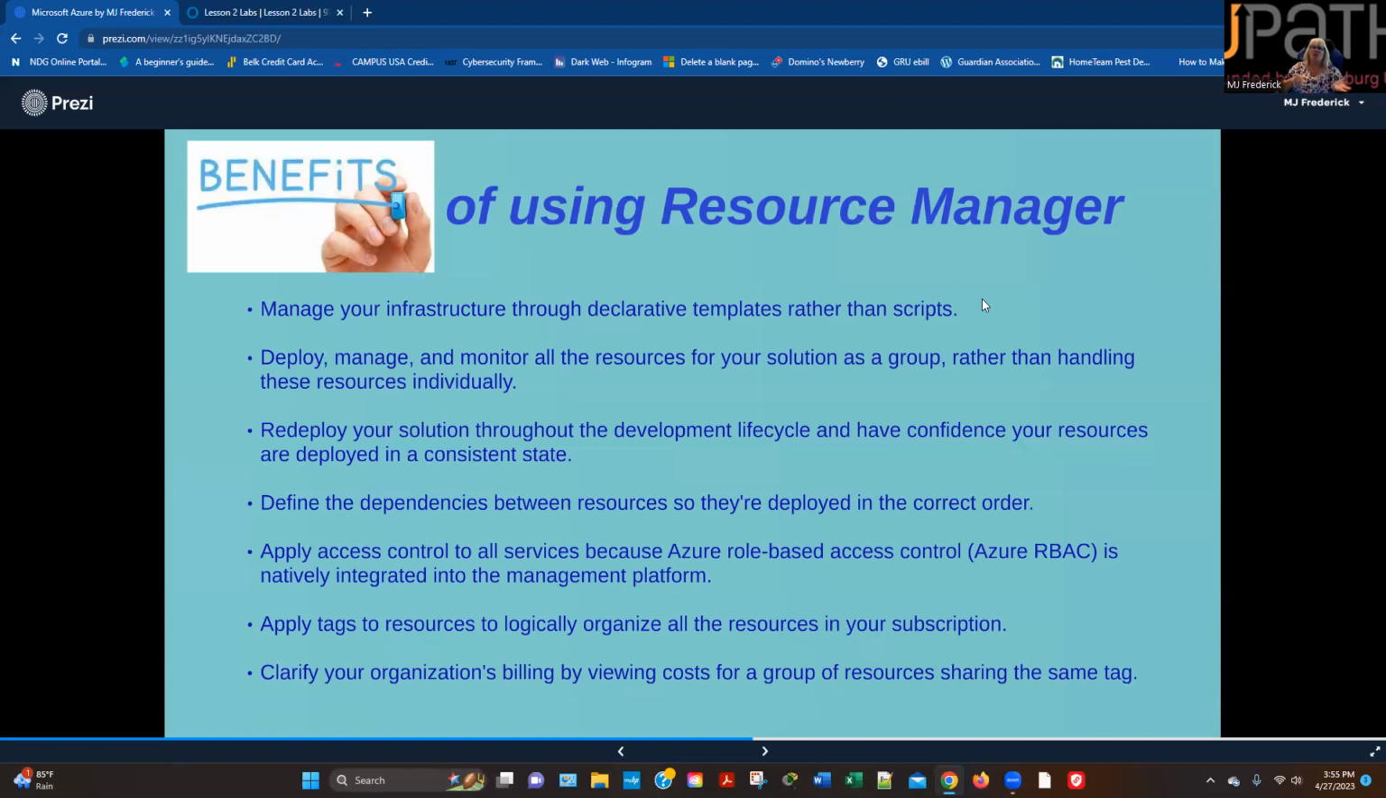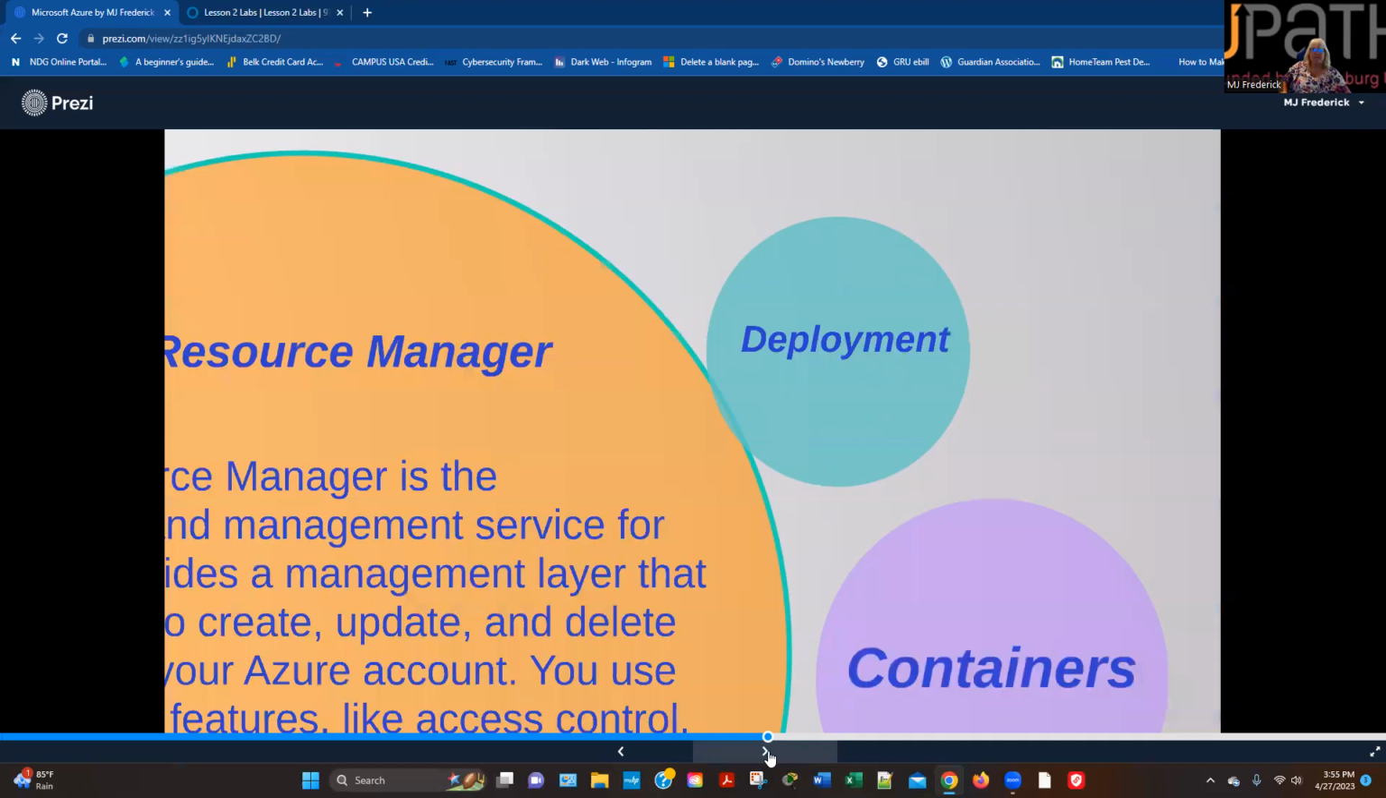And you can clarify your organization's billing by viewing the cost for that particular group of resources that are sharing that same tag. So there's a lot of benefits using the resource manager. Also, it's easier to get your reports and information to support what it is that you're doing and show your boss or the administration or whomever.